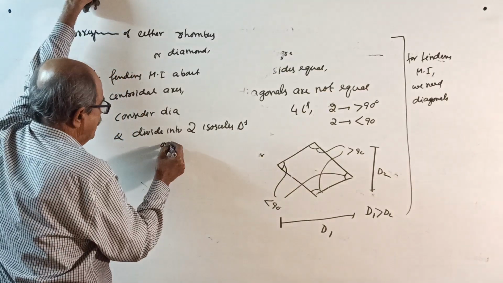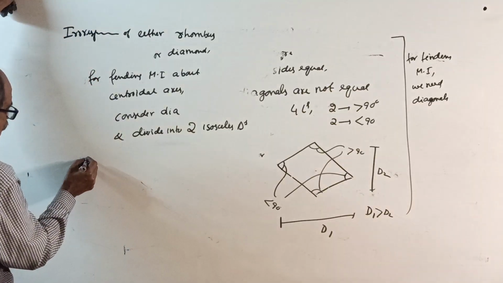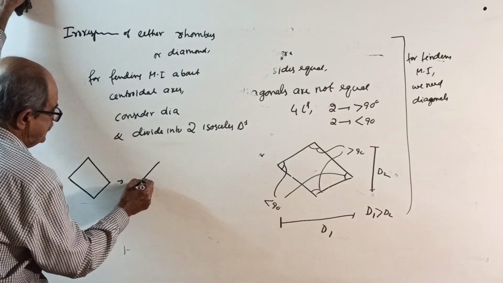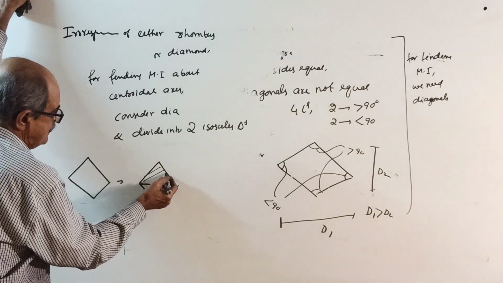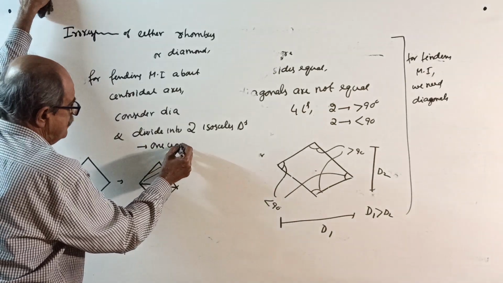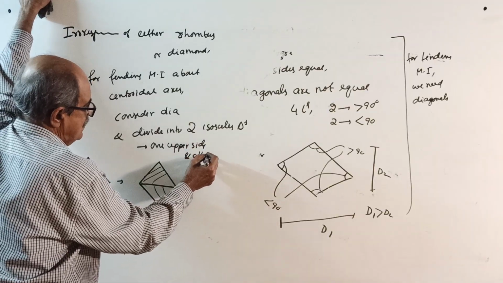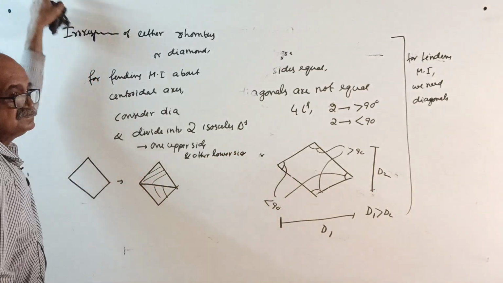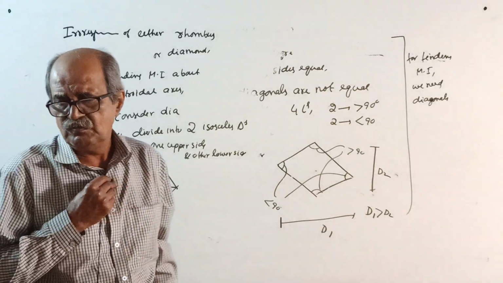How? One upper side, I show you. When you want moment of inertia, divide into two triangles, that is, one upper side and the other lower side. This way divide. Okay. Remember now? Now I will start one by one.